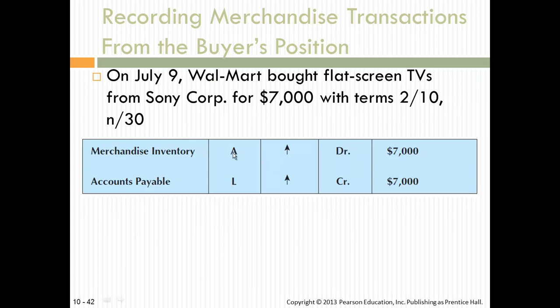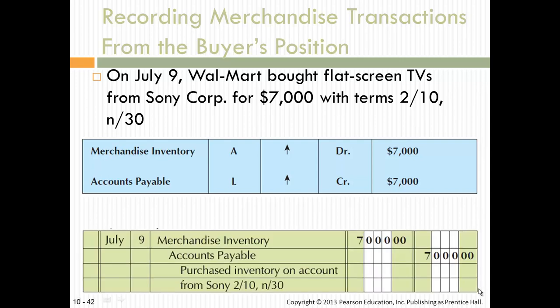So here's your merchandise inventory. It's an asset. It is a debit, and it goes up $7,000 because Walmart bought flat screen TVs from Sony for $7,000. And then accounts payable is credited for $7,000. So here's your first transaction. You buy it, you stick it in inventory, and you bought it on credit. And here's what it looks like in a journal entry.